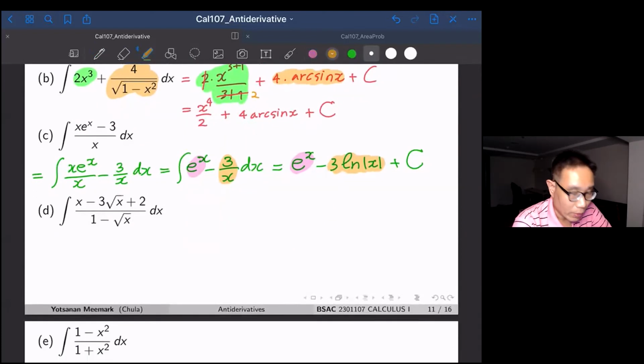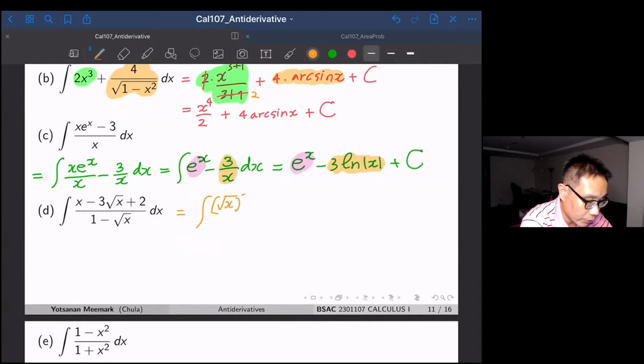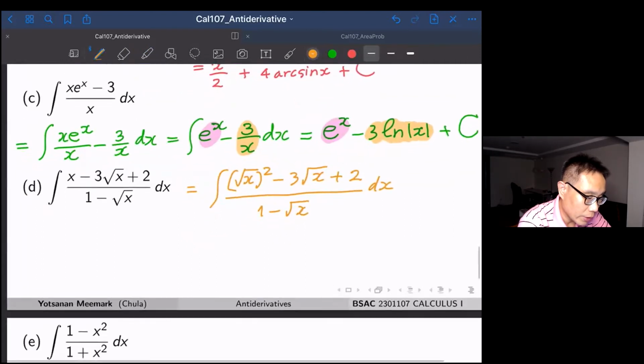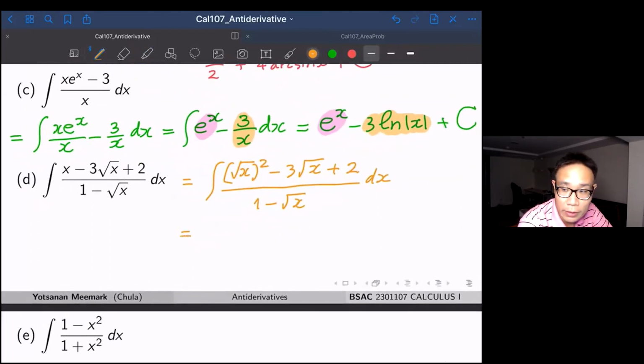The next one seems complicated. So you have integrate of x minus 3 root x plus 2 over 1 minus root x. So this one you see that it looks like a quadratic. So you're going to try to write this one as square root x squared minus 3 root x plus 2 over 1 minus root x dx. And you see that you'll be able to factor this term, okay?